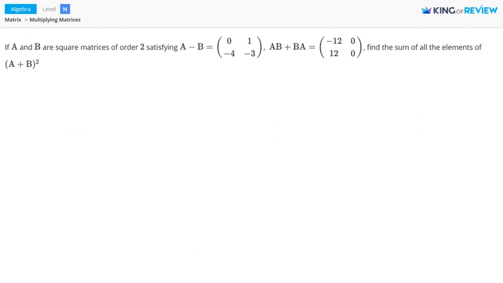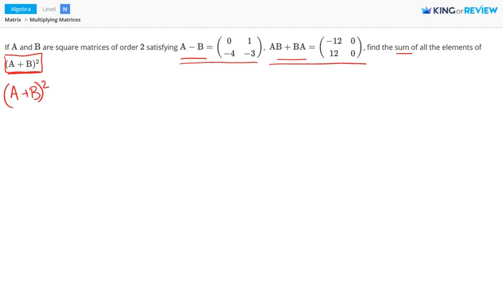In this problem, we're asked to find the sum of all of the entries in the matrix that's represented by this expression here, (a+b)². We're also given these two equations. So the first step here is to try to manipulate these expressions, the a minus b and the ab plus ba, so that we can form (a+b)². So let's do that. (a+b)².